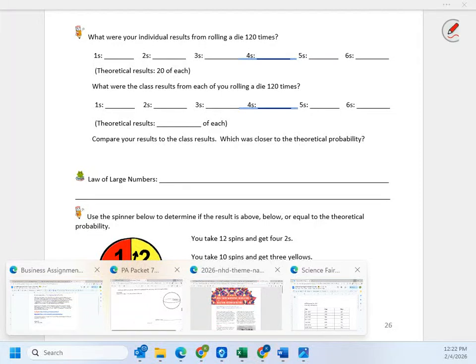So, log in what your results were for your dice rolls. 1s, 2s, 3s, 4s, 5s, and 6s. How many did you roll?